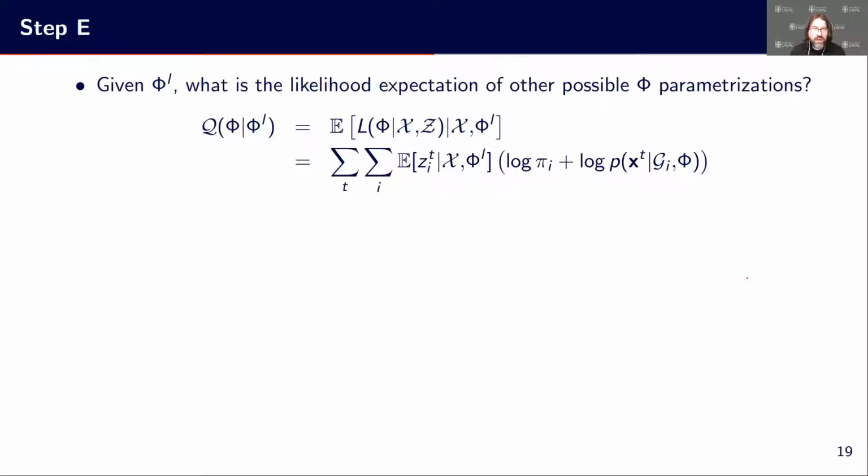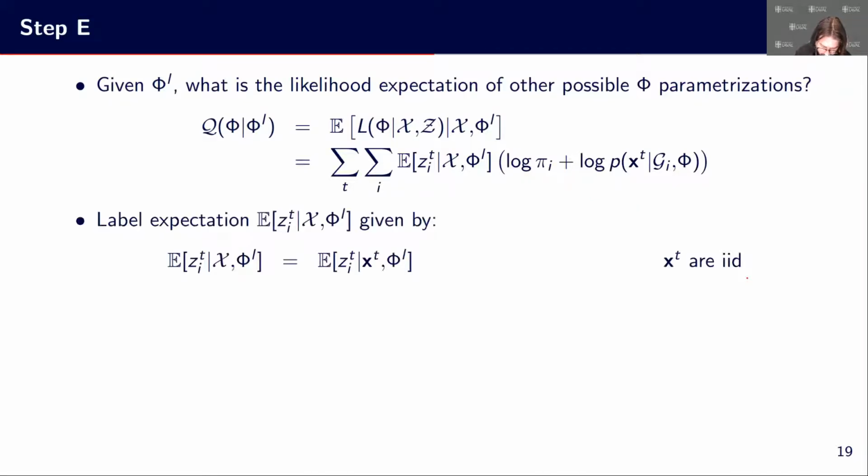Developing this, we have a sum over the clusters, the groups, and the sum over the data, of the expectation of z_it times the log p_i plus log p(x_t), so the likelihood of getting a data point from a group G_i. And as such, we will make some developments. We will look at the label expectation over z_it given the data set and given the current parameterization.